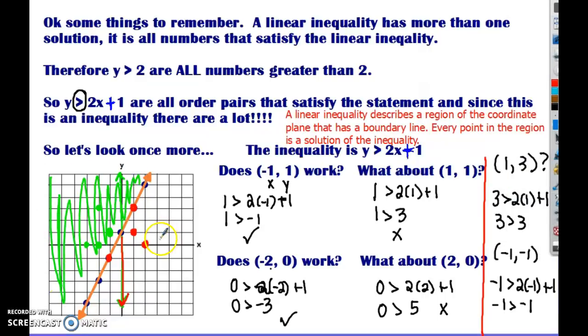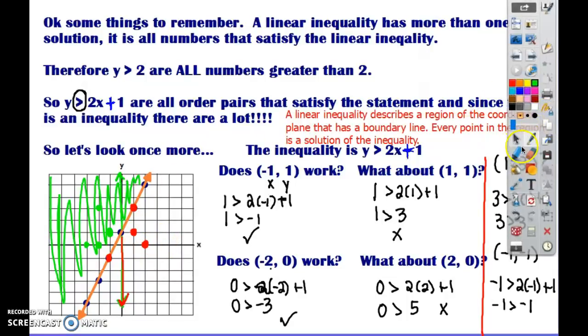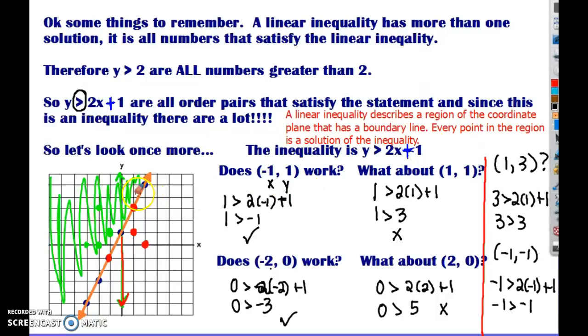Every point. And so what we're going to do is shade, and I'm going to show you that in a second. And then what is on the line does not work. But how do you represent that? It can't be equal to. This is how you represent that: instead of open circles, we represent the line as dashed, because that shows this is not equal to. So we make a dashed line to show this is not equal to.